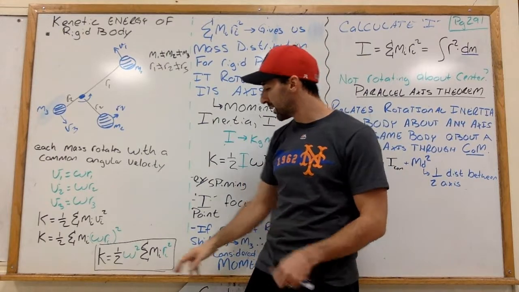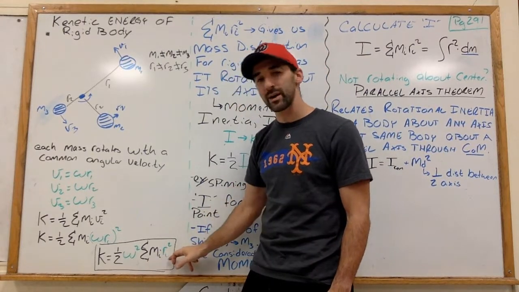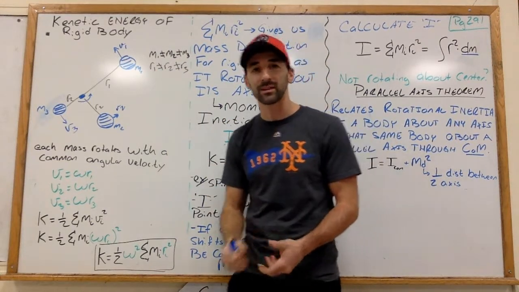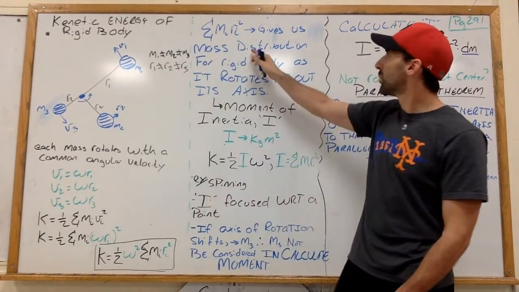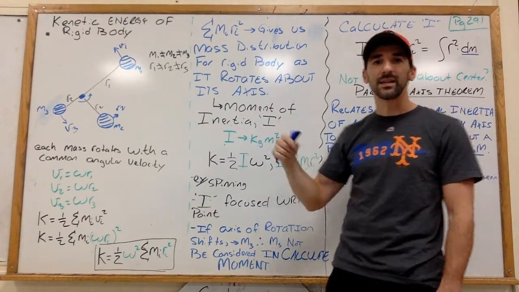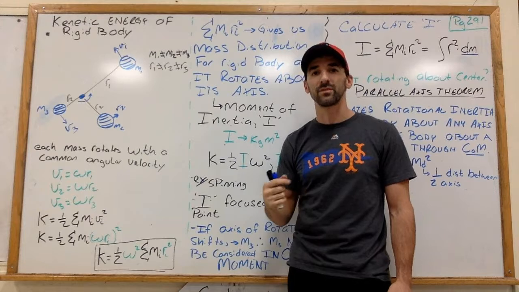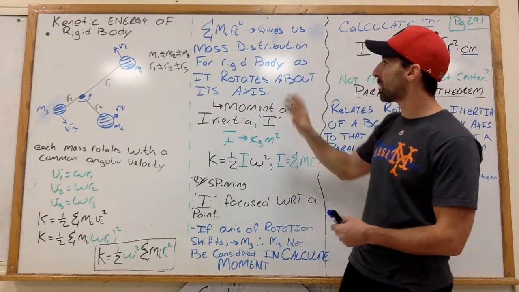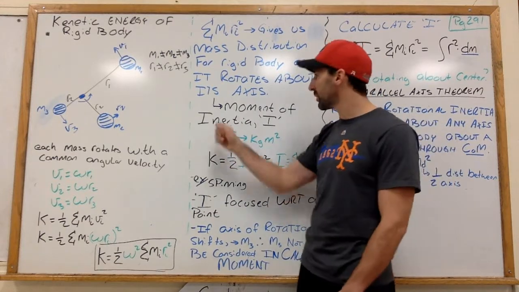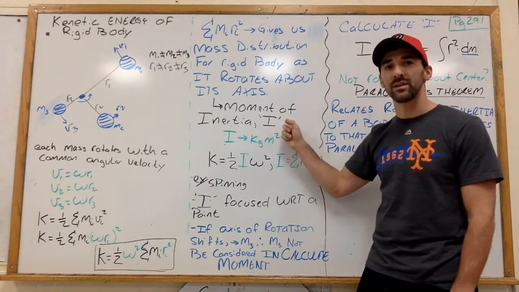The question then becomes, what is mr squared? That's different for every single system here. What is that, and how do we calculate that? Well, the sum of mr squared, it tells us something. It's telling us the mass distribution for some rigid body rotating about some axis. In other words, this is something that we know in physics as the moment of inertia.